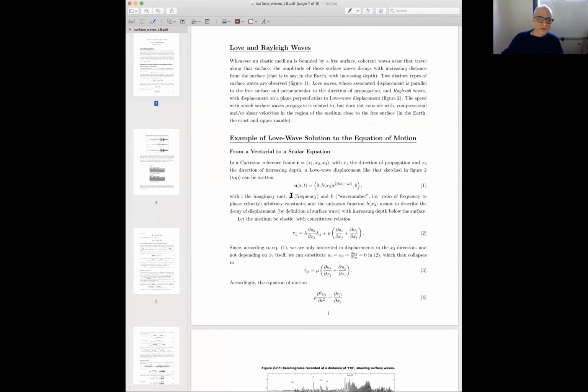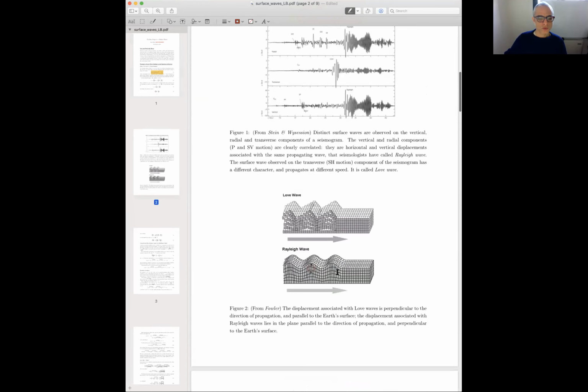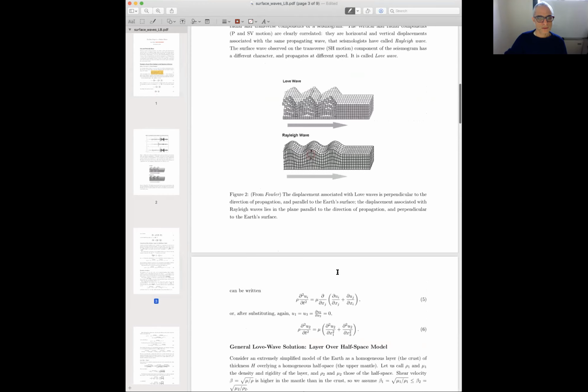So to figure out some mathematical representation of Love waves, we start with what mathematicians might call an ansatz solution. And we will see if this ansatz solution indeed satisfies both the Navier-Stokes equation, which I rewrote here, and the boundary conditions, which we look at in a second.